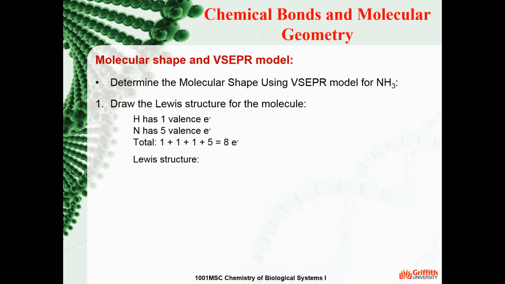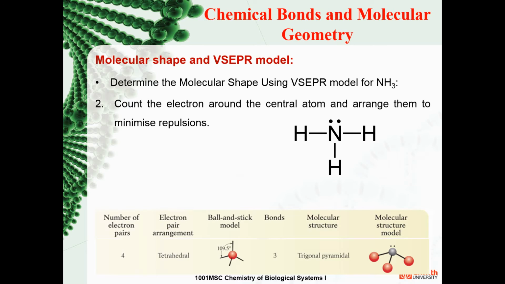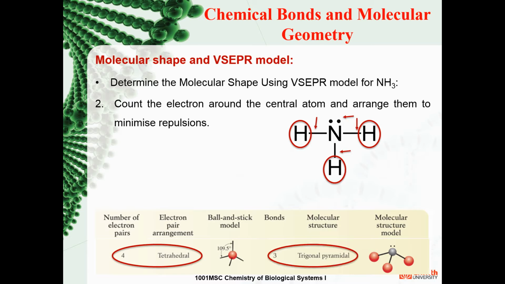Another example is to determine the molecular shape and polarity for NH3, or ammonia molecule. Draw the Lewis structure by yourself, and it should look like this. We have 4 places of electrons, so the arrangement is tetrahedral. However, one place is a lone pair of electrons, as there is no bond between the central atom and a surrounding atom. So there are only 3 bonds around the nitrogen. This means that the molecular structure is trigonal pyramidal.